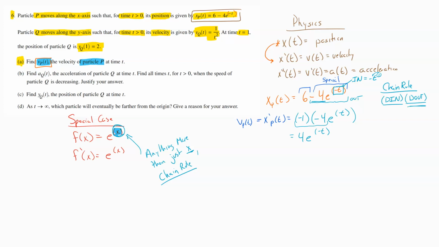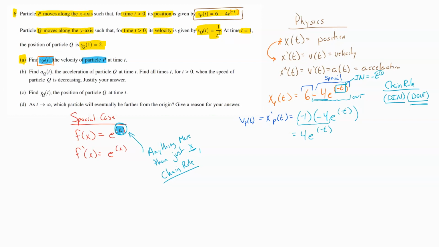So finding that velocity equation is not too rough as long as you remember your physics relationship. They don't actually reward you too much on this because that's just going to be 1 point out of the 9 points we have available. We'll follow up with B, C, and D in the next videos.